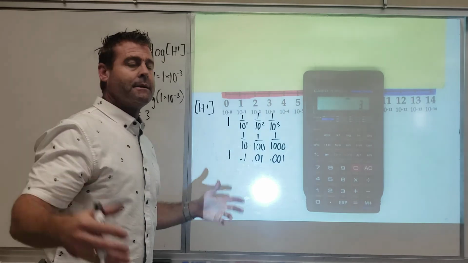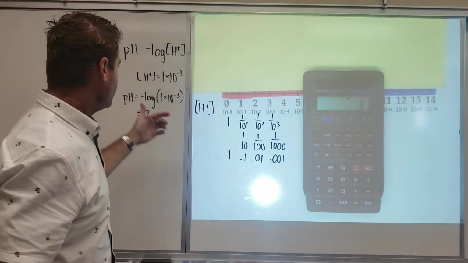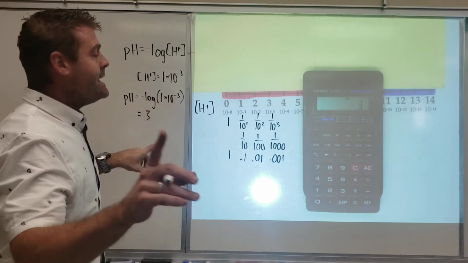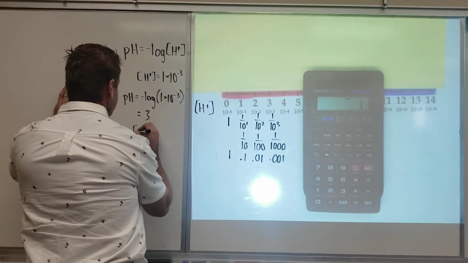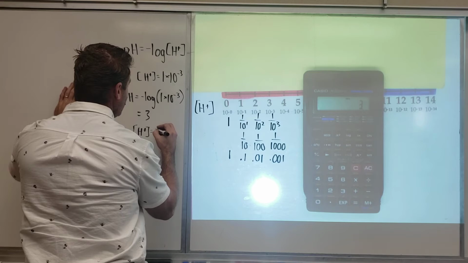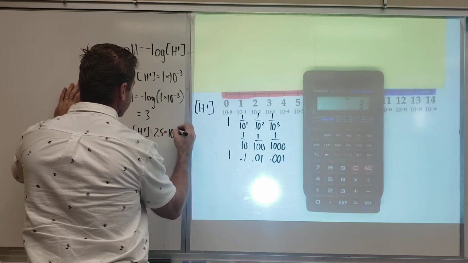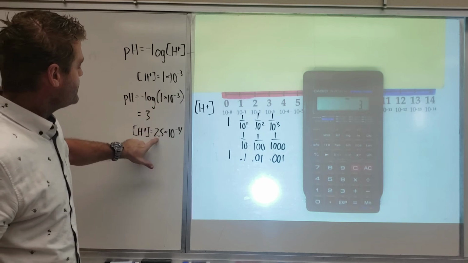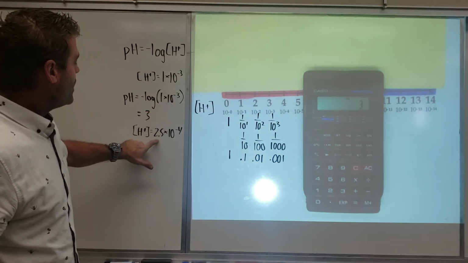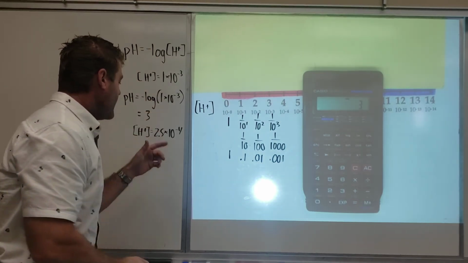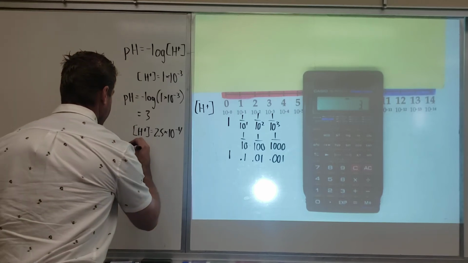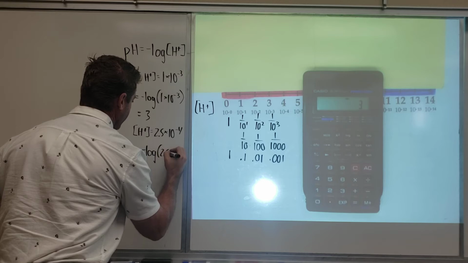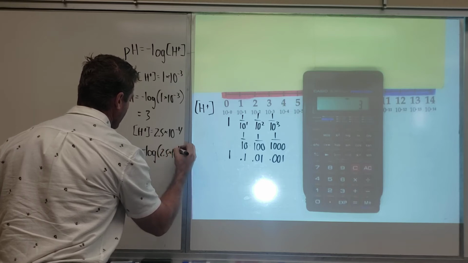So somebody might say, well, why do I even need a calculator? Isn't it just the opposite sign of the exponent? Yeah, but what if your H plus concentration was 2.5 times 10 to the negative 4? You guys see it's going to be different when the value in front is different than 1. So what would I do? I would just get the negative log. pH is equal to the negative log of 2.5 times 10 to the negative 4.